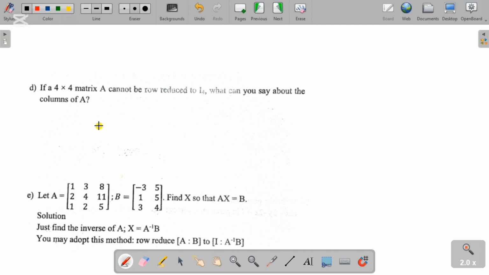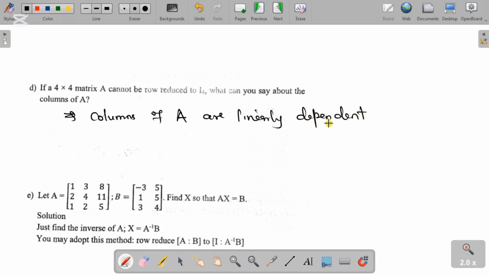And so what is that? If you cannot reduce it to this particular form, you only deduce that it means that those columns are linearly dependent. So it means that the columns of A are vectors that are linearly dependent, and thus, of course, the implication is that if they are linearly dependent, they cannot span.